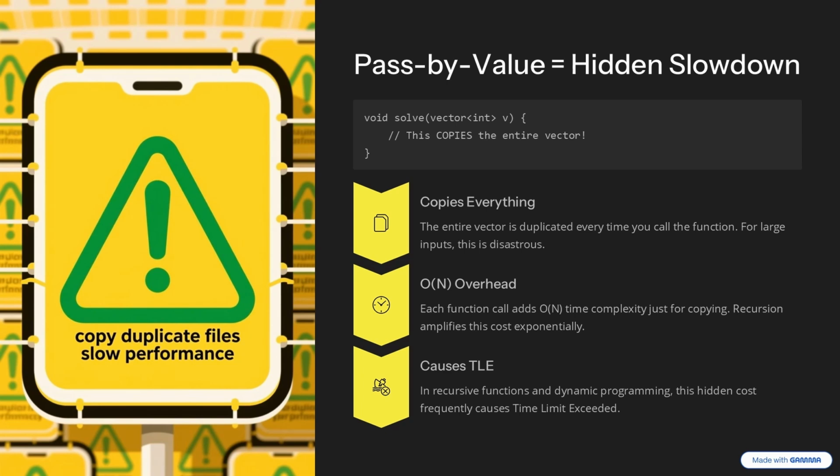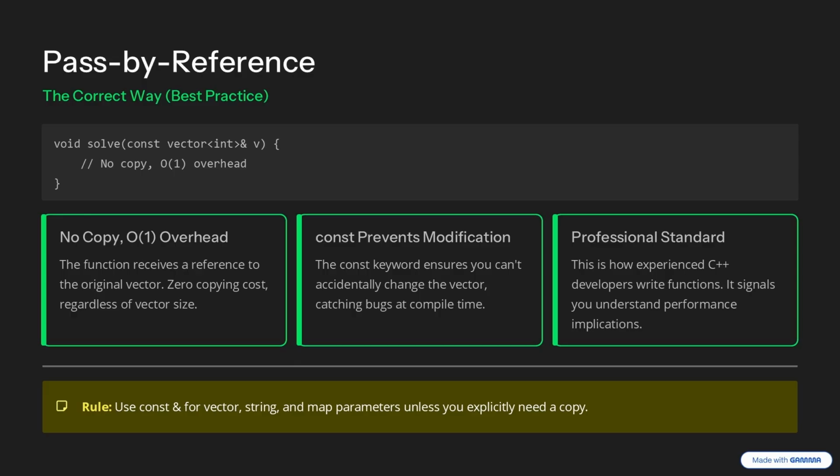Now, a major performance trap: passing a vector by value. If your function takes a vector by value, C++ copies the entire vector. That is O(n) work, just to enter the function. In recursion, DP, or large input problems, this can cause time limit exceeded. The fix is pass by reference, and usually const reference. Use const vector&, no copy, instant access, and const prevents accidental modification.